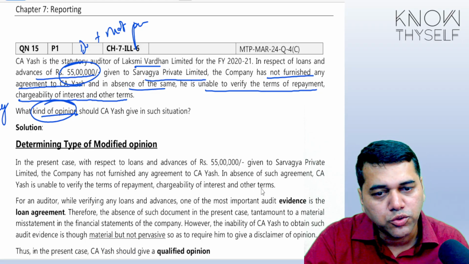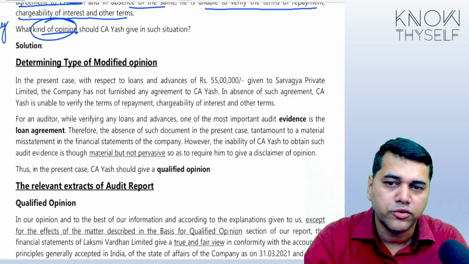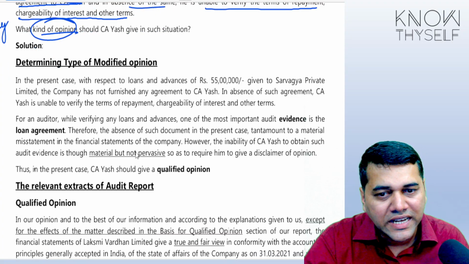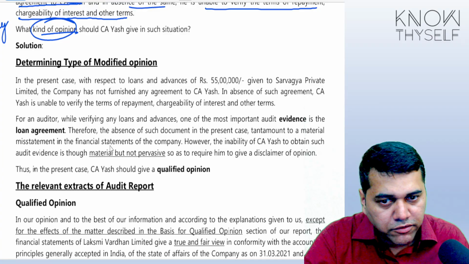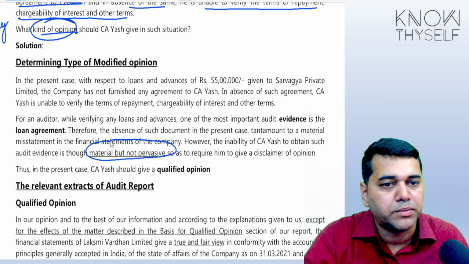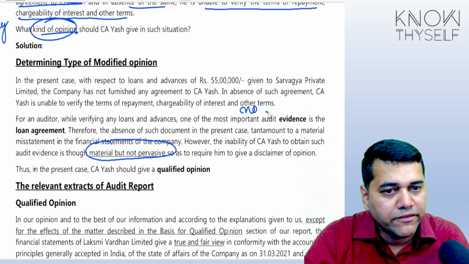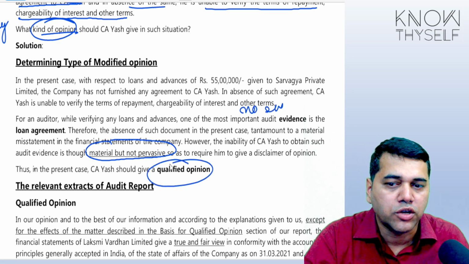So you are going to issue the qualified opinion because you can tell about the case. You didn't get any evidence. This is the keyword. You should say that this is material but not pervasive. There is no evidence obtained. That's why we will issue a qualified opinion.